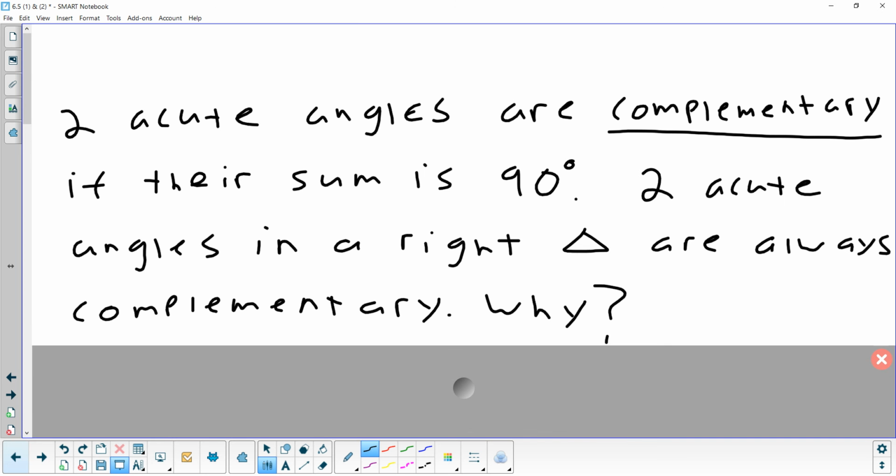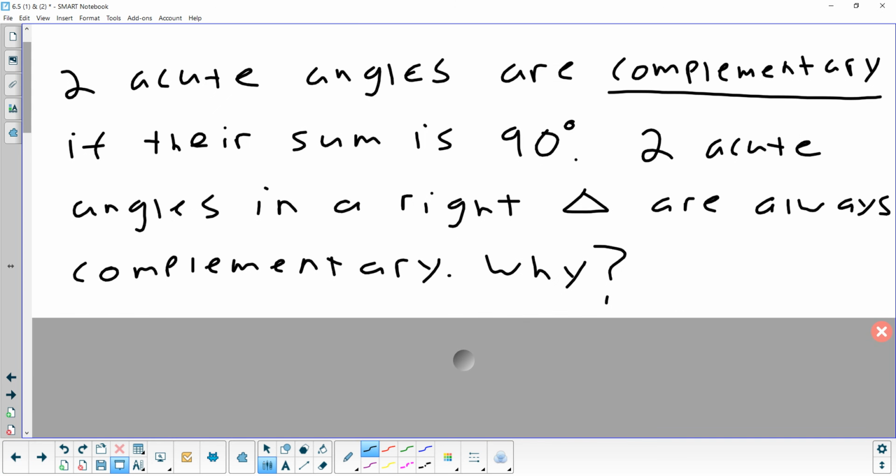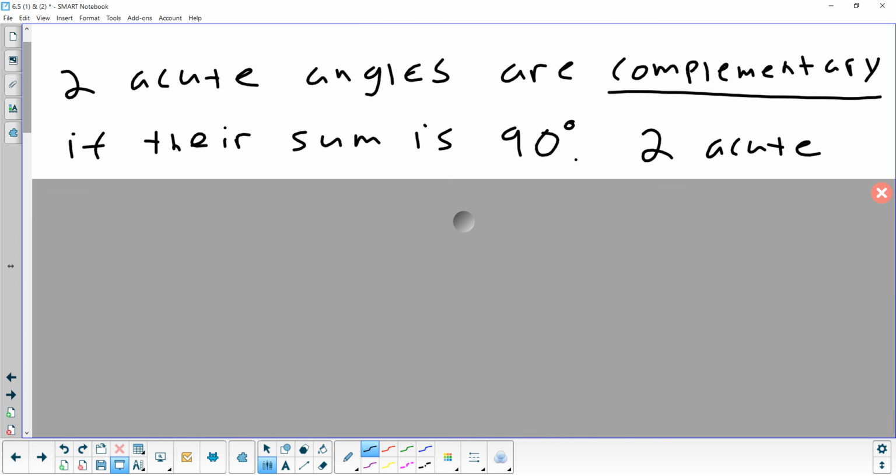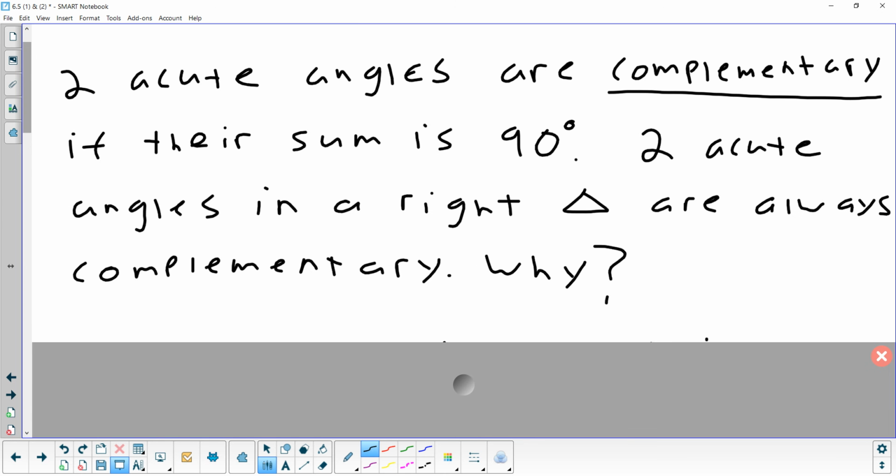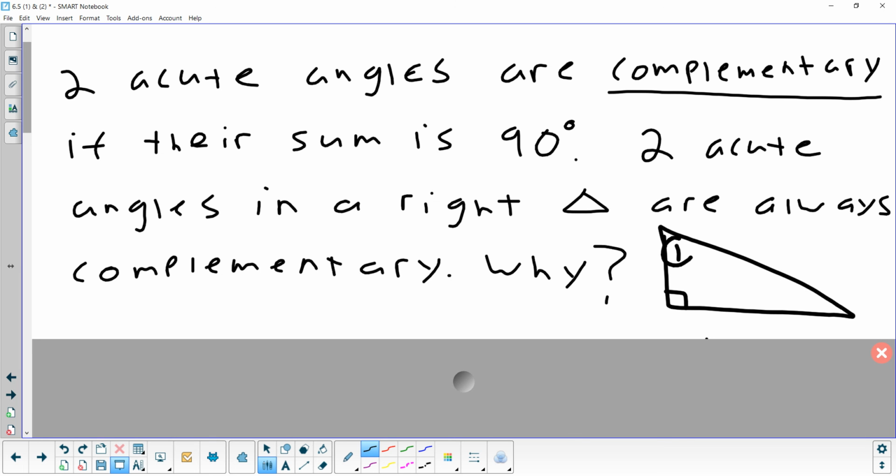All right, so last thing. Remember that if two angles add up to 90, that's called complementary. And I think we already kind of answered this. But if you look at this triangle, why are angles 1 and 2 always going to be complementary? They have to be.